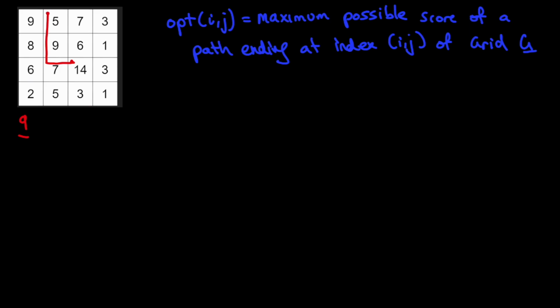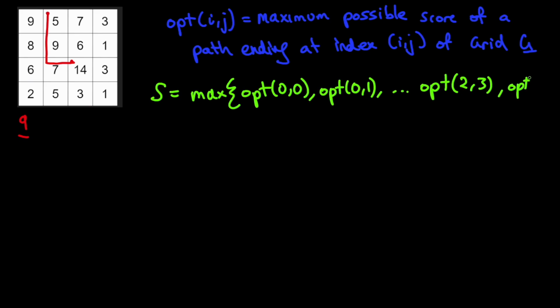Opt of ij, which is the maximum or the optimal possible score of some path that we guarantee ends at index ij of our grid G. So it's a more restrictive formulation. But the one thing you'll notice is if we calculated opt ij for every index pair, that is opt of 0, 0, starting from opt of 0, 0 all the way through to opt of 3, 3, then the maximum possible score is just the opt ij pair that yields the maximum value. And I've denoted the maximum score as S. That's the solution to the problem we're actually trying to find.